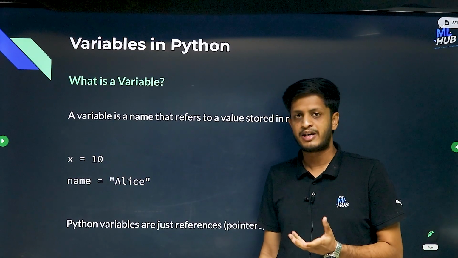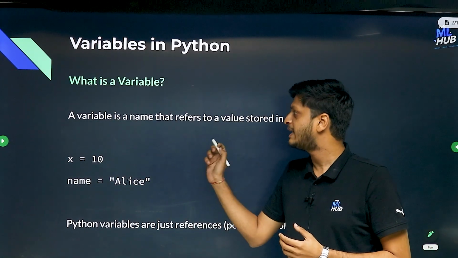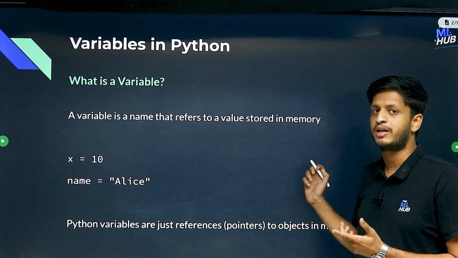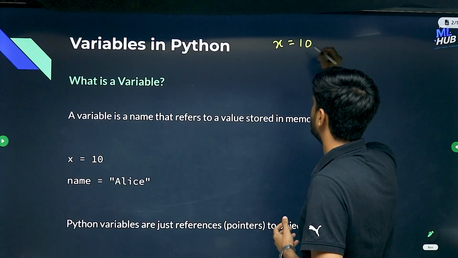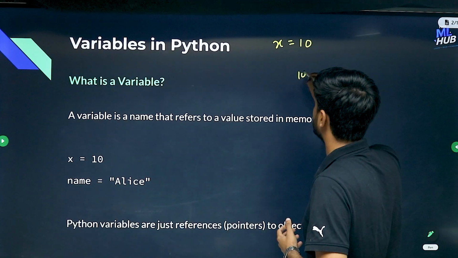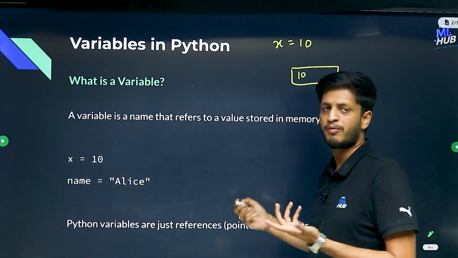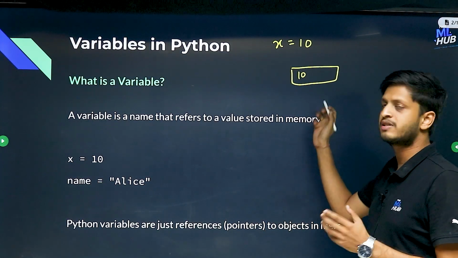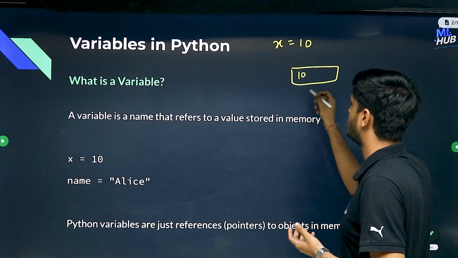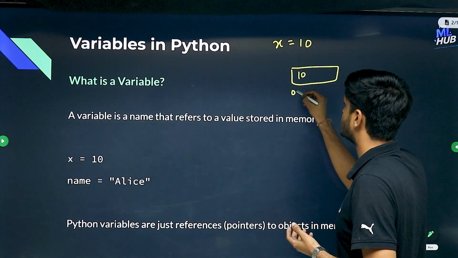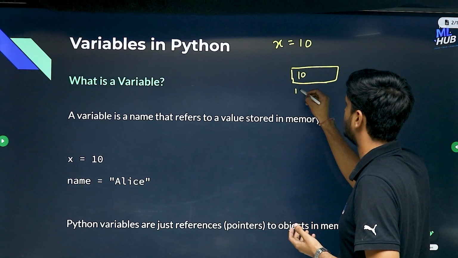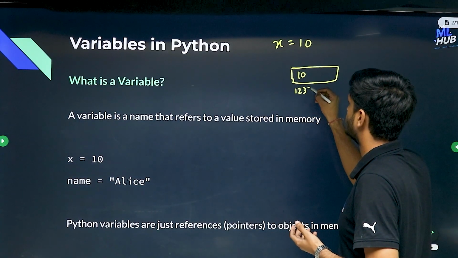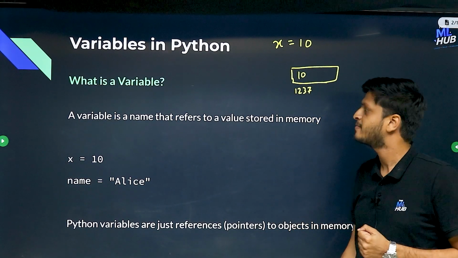Firstly, what is a variable? A variable is a name that refers to a value stored in memory. So if I write x equal to 10, then 10 is stored in memory somewhere, in binary obviously. Let us say 10 is stored somewhere in memory, and every memory location will have an address. Let us say the address number is 1237.